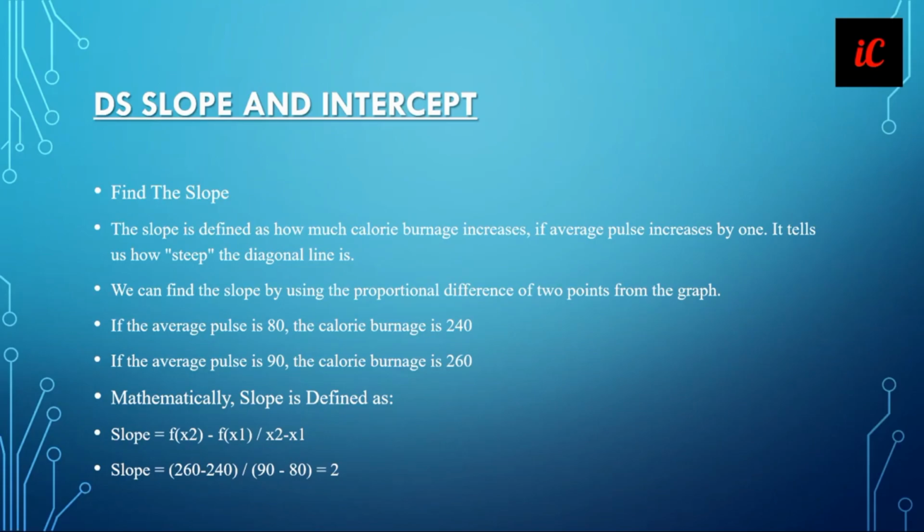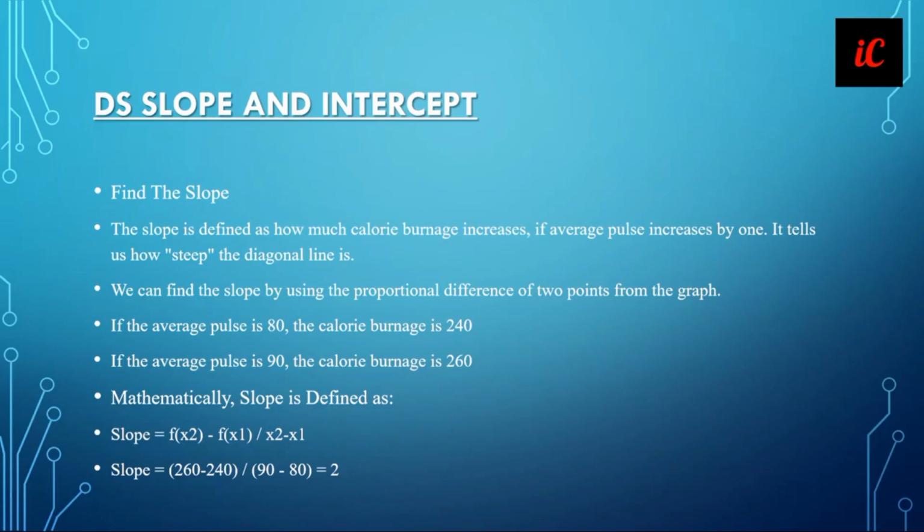The slope is defined as how much calorie burnage increases if the average pulse increases by 1. It tells how steep the diagonal line is. You can understand it like this: once you are running or stepping here or there, the calories you burn will be counted and will increment every single time. So for calculating how much you are moving, that means how many calories you are burning, the graph will automatically go up.